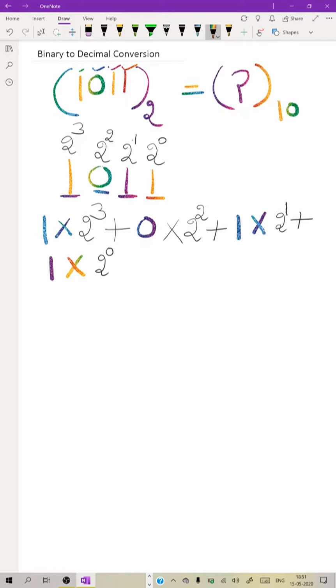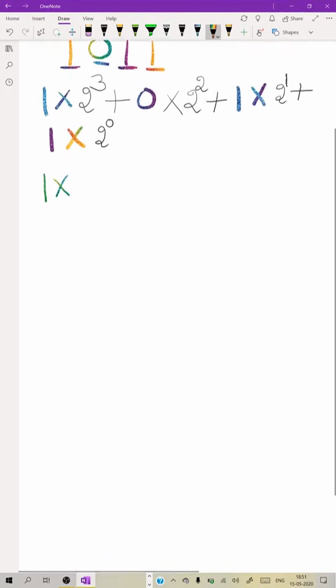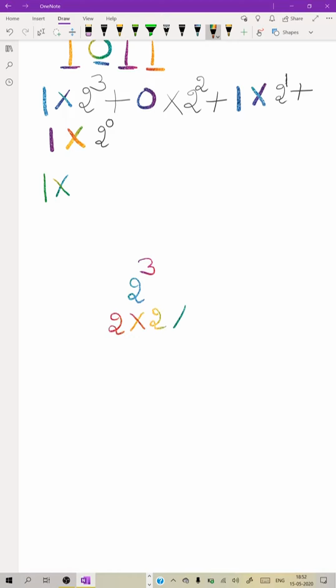Write down here 1 multiply 2 raised to power 3. What do you mean by 2 raised to power 3? 2 raised to power 3 means 2 multiply 2 multiply 2. 2 twos are 4, 4 twos are 8. So my answer is 8 here. Clear everyone?